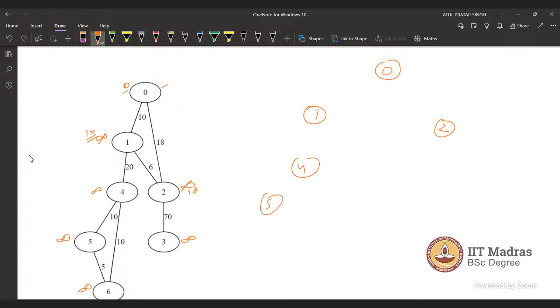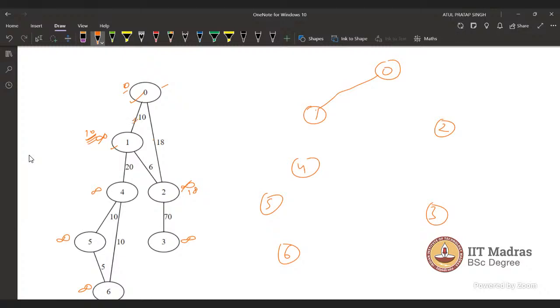4, 5, 6 and 3. I'm not adding any edge. So we are selecting node 1, which we have already selected. Now we are selecting the next minimum weight node. This is 1, and this weight 10 value we got from 0, so we will consider this edge as a spanning tree edge in our final result. Now this node and edge are selected.